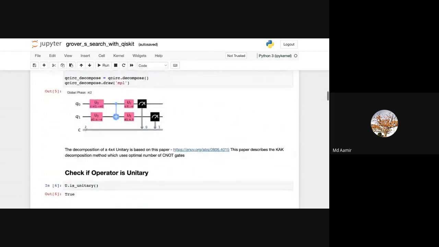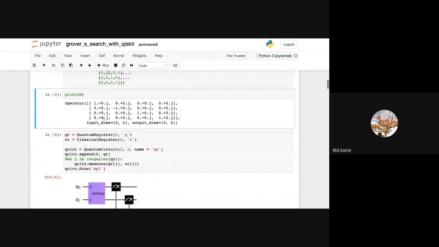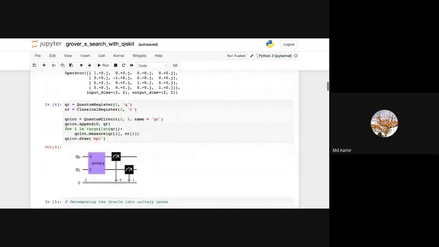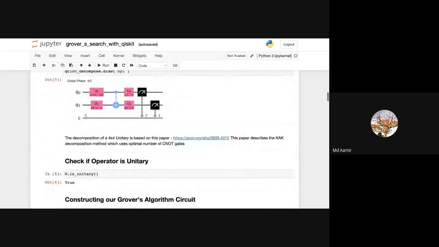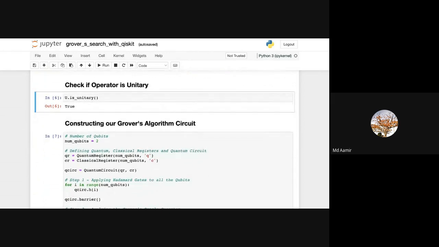And yes, we are checking here that u is unitary. This sign-flipping operation which we have defined using u has to be unitary, because in quantum computing every operation can be performed only if it's unitary. The evolution is termed unitary evolution. So we are checking whether the u we defined is unitary. Yes, it's true. We have that u unitary.